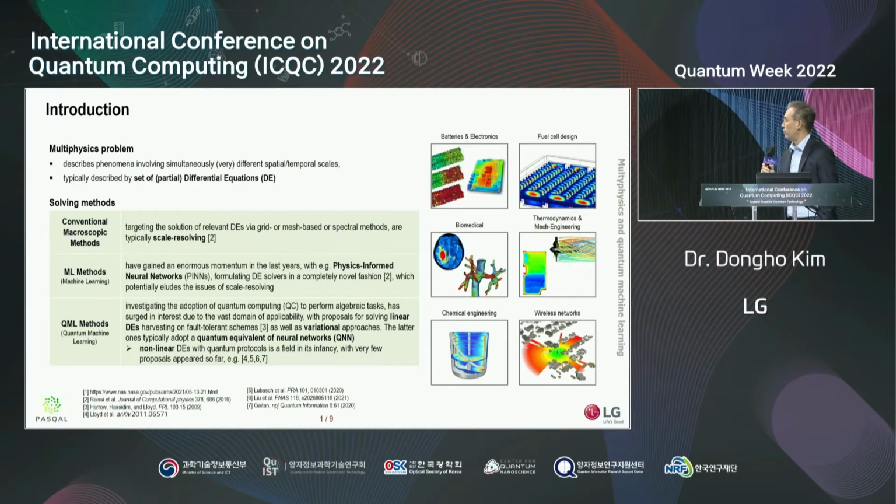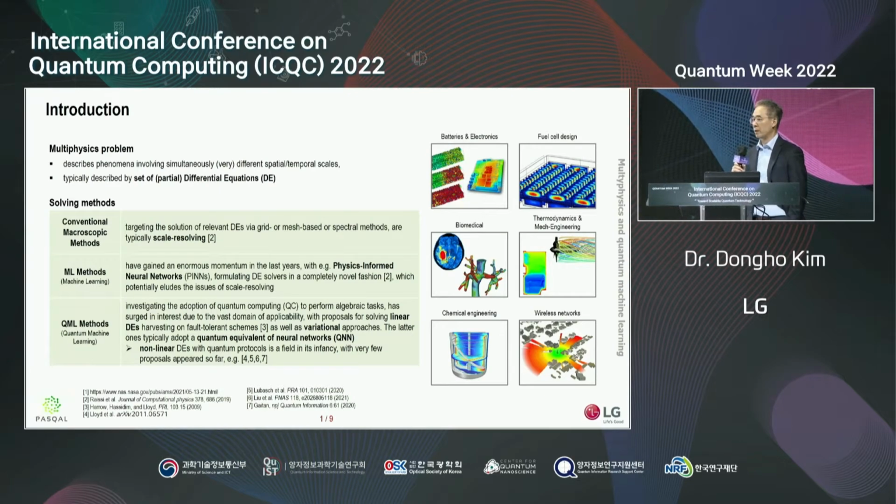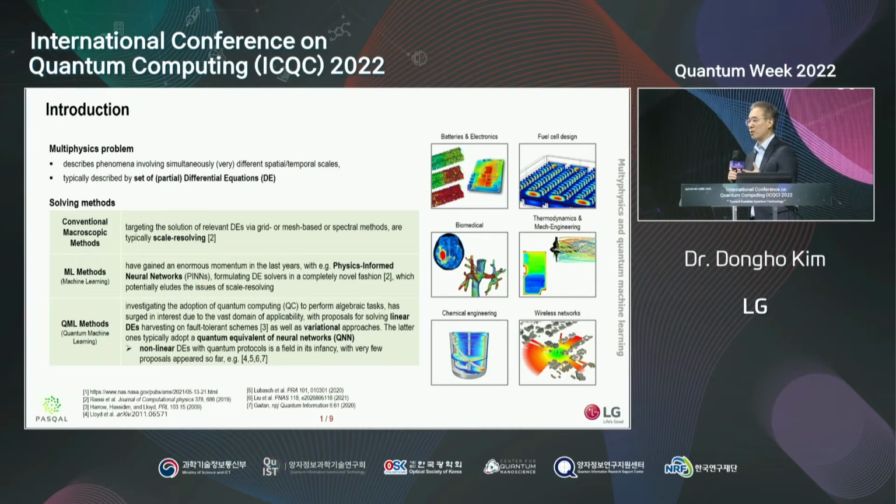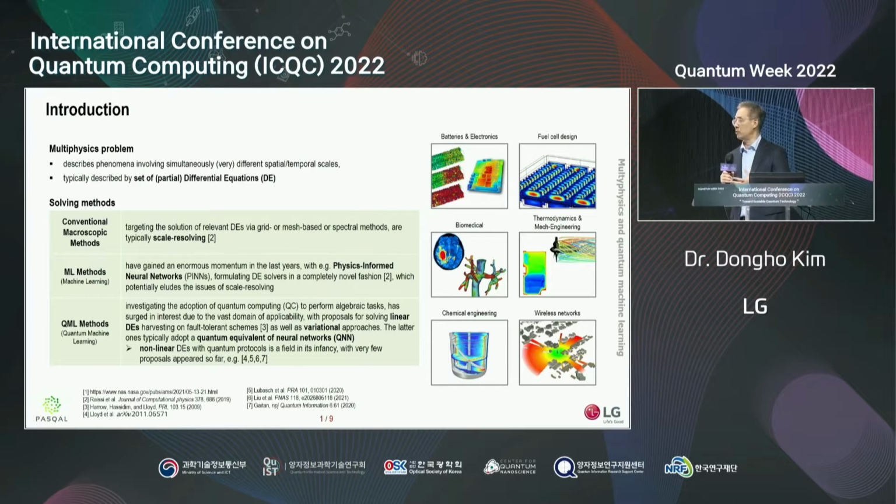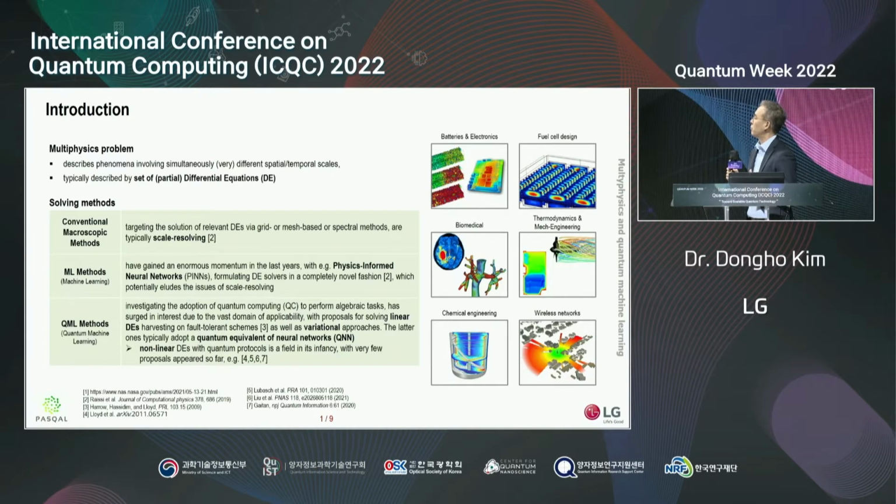Recently, we found that the physics-informed neural net is one of the promising candidates for resolving that kind of problem. But our team is a quantum-based team, so we need to apply this to the quantum side as well. So that is the introduction for why we are working on the multiphysics problem by using a quantum computing-based solver.